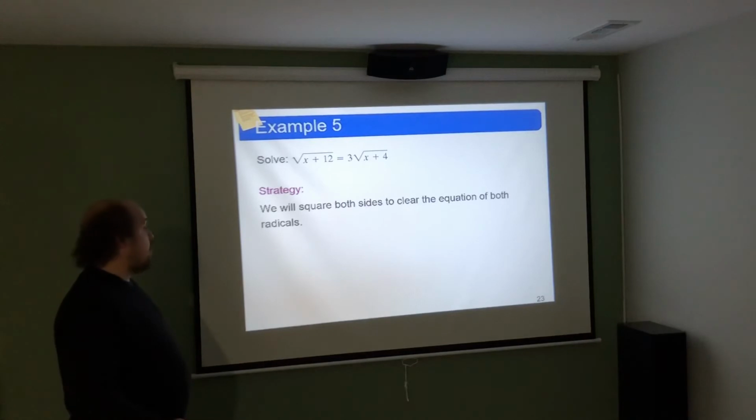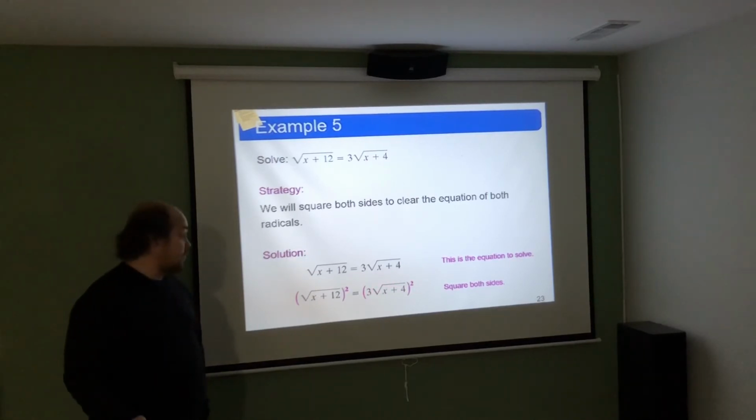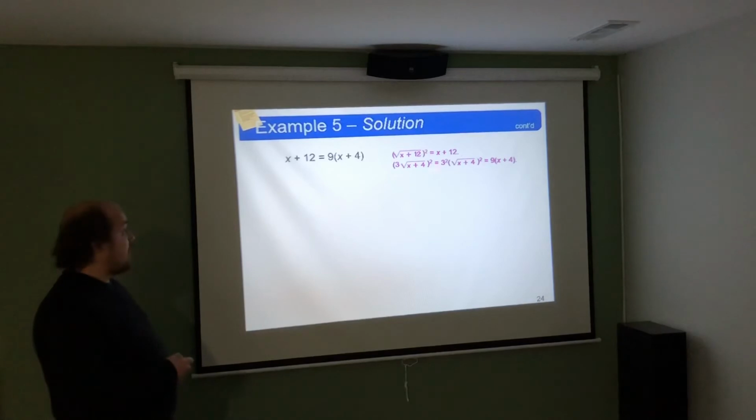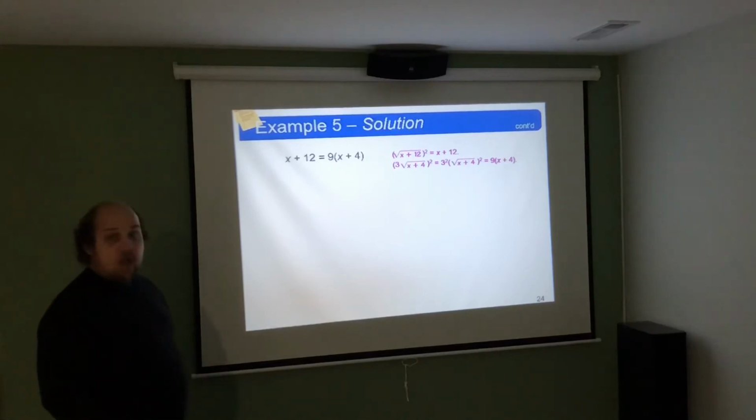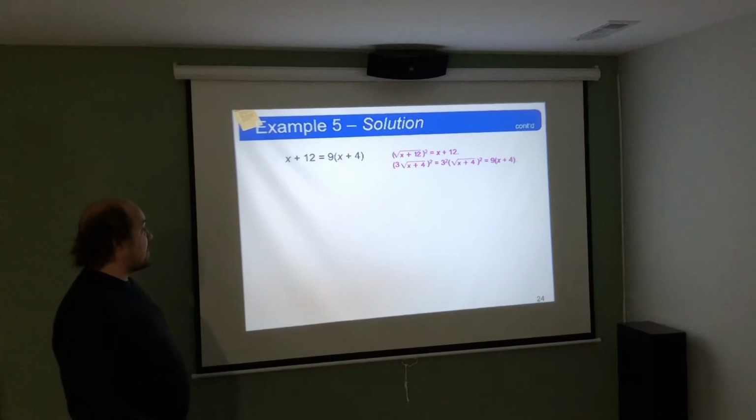So I start by putting parentheses around both sides and squaring everything. On the left-hand side, this squared just gets rid of this root. On the right-hand side, this squared gets rid of this root, but it also squares the 3 that was outside of the root. So I'm left with what was underneath on the left, which is just x plus 12. And on the right, what was underneath, x plus 4, comes out, and the 3 times itself gives me a 9 outside. I now want to distribute on the right-hand side 9 times x and 9 times a positive 4.